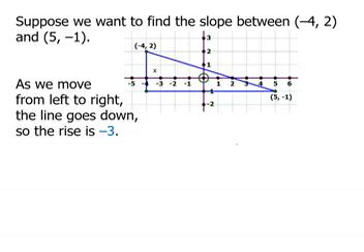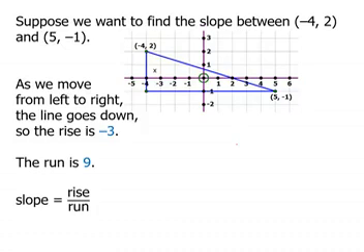The rise is -3. And then, of course, the run, we're going from -4 to +5. That's a distance of 9. So the run is 9. Rise over run, -3 over 9. We simplify the fraction to -1/3.